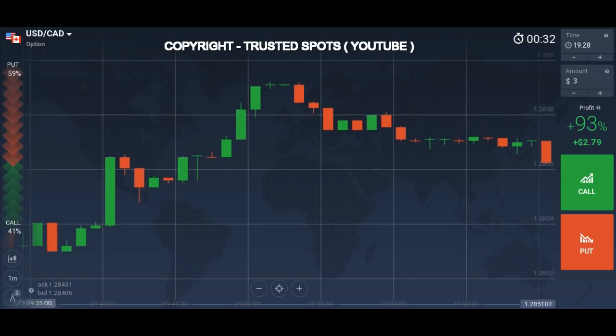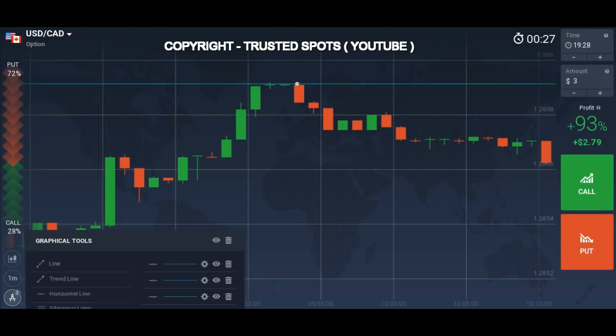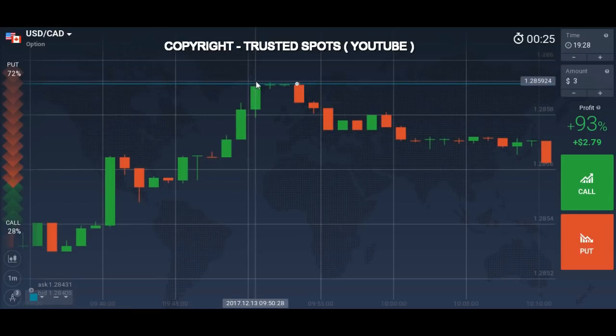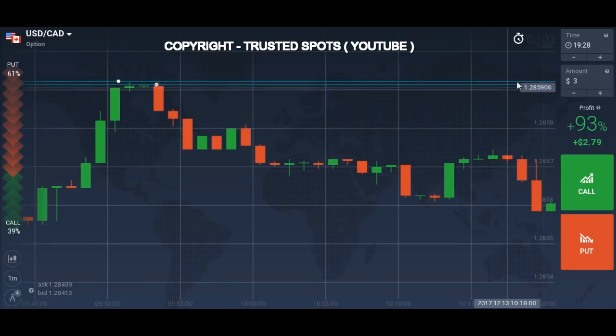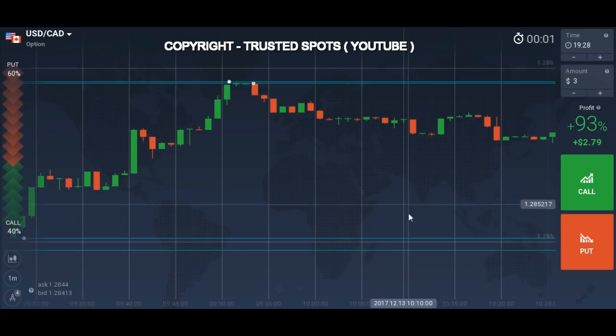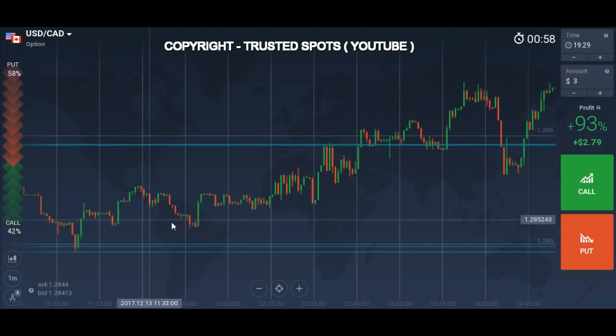Suppose this is our resistance. It means this is a seller's area. What do we expect from the market near this area? If the market starts to go up and hits the resistance level, the sellers will enter the market and make the market move down again. So what will we do?